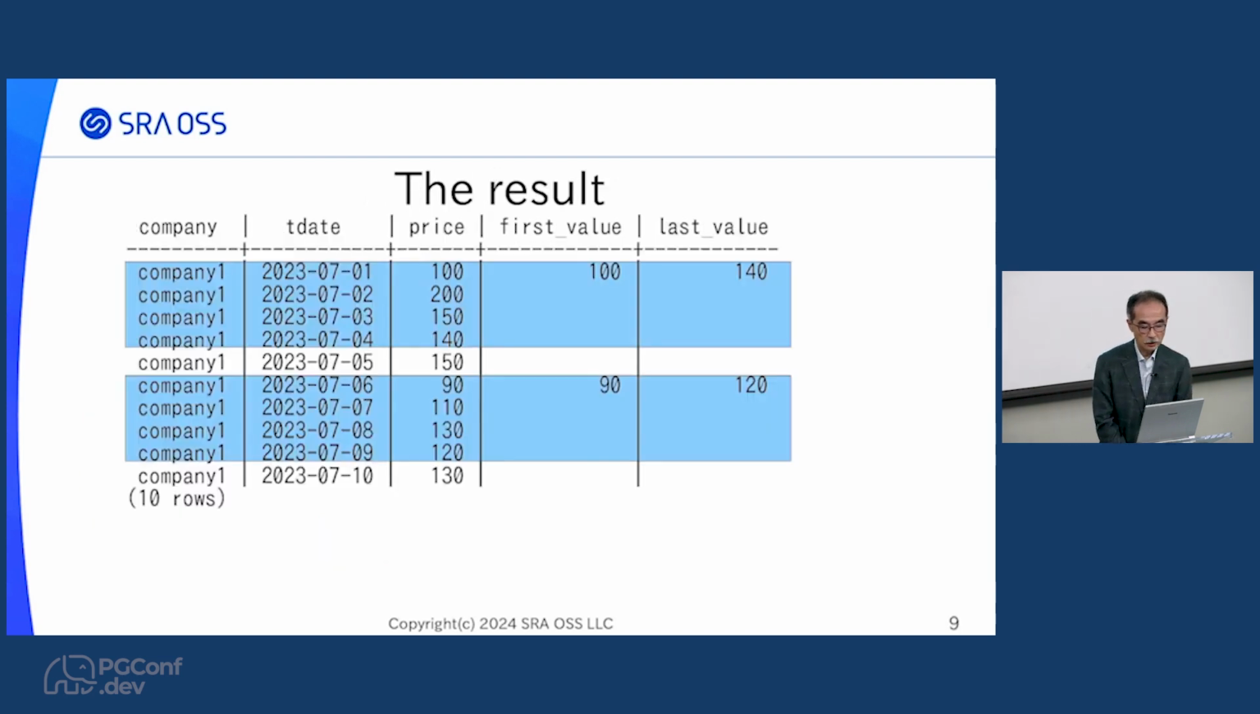Here is the result of the search. The blue background represents the rows matching the search pattern. The first group matches starting from July 1st and ending at July 4th. We can see prices rising from 100 to 200, and then falling to 150, and then continuing to fall to 140. The same thing can be said for the next group. This is the first example.